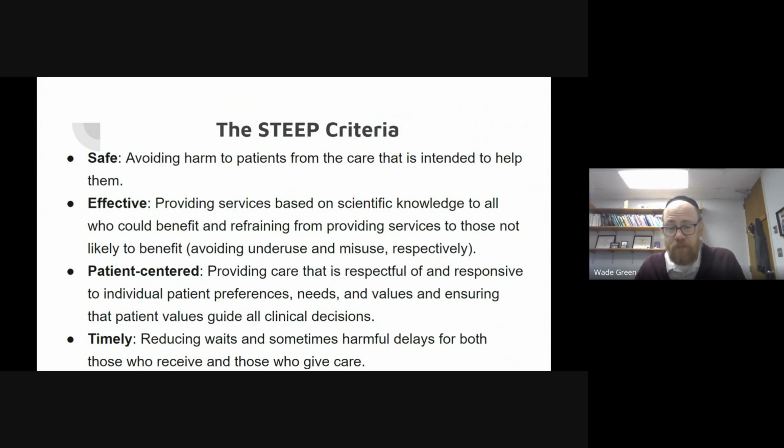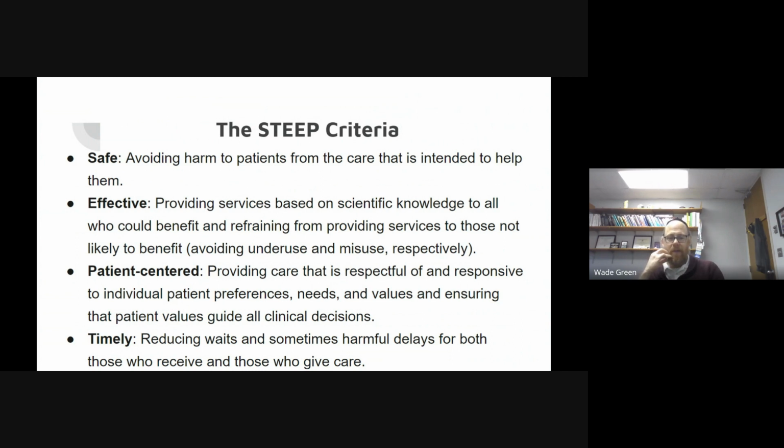The care should be effective. We should provide services based on scientific knowledge, i.e., evidence-based practice, to all who benefit, and refrain from using those things that are not useful and or not likely to benefit. So that's evidence-based practice right there: use the best available evidence along with your experience and the patient's individual circumstances and presentation.